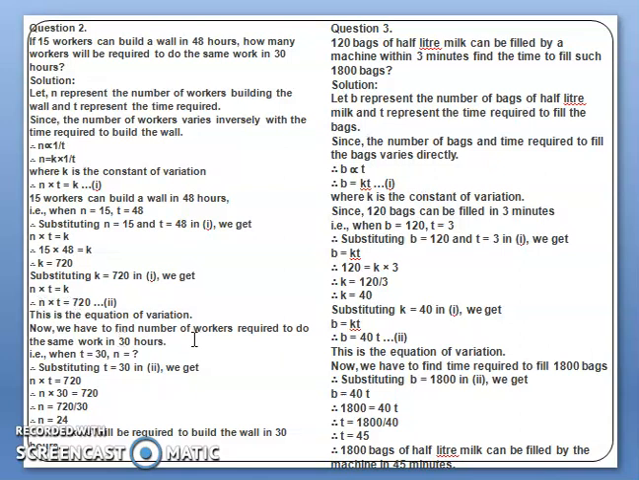Now we have to find the number of workers required to do the same work in 30 hours. So here T is given as 30, and we know the value of K is 720. After substituting, we can find the value. We will get the value N equals 24. That means N is workers. So 24 workers will be required to build the wall in 30 hours.